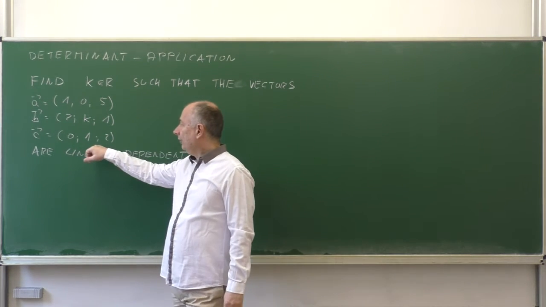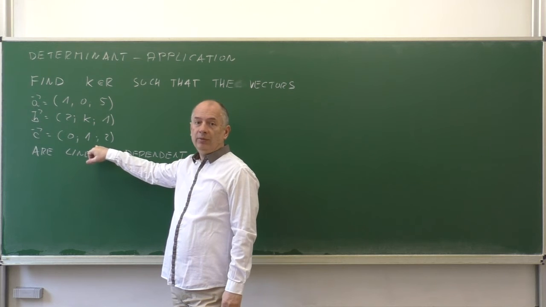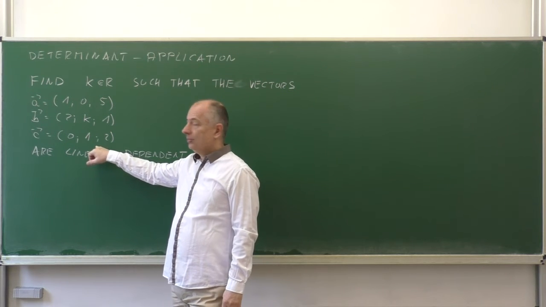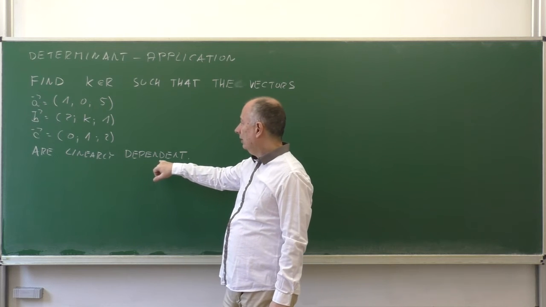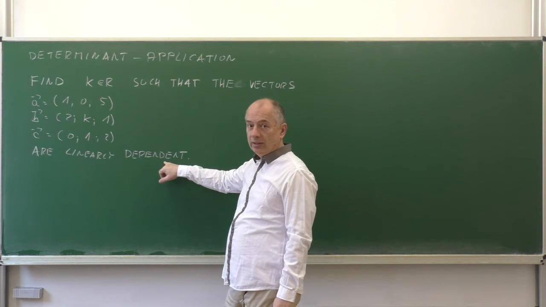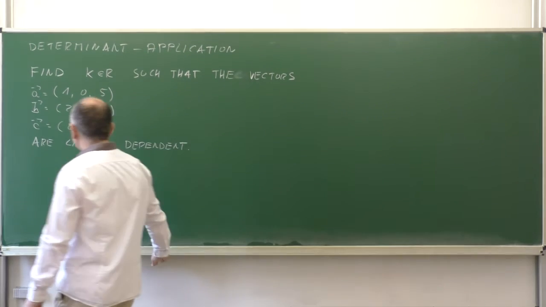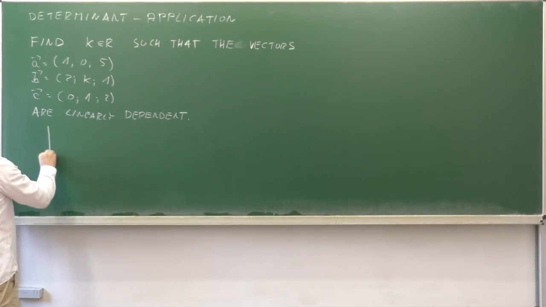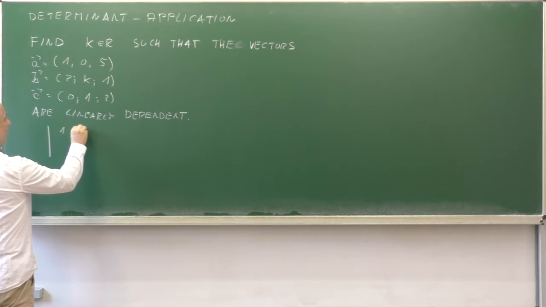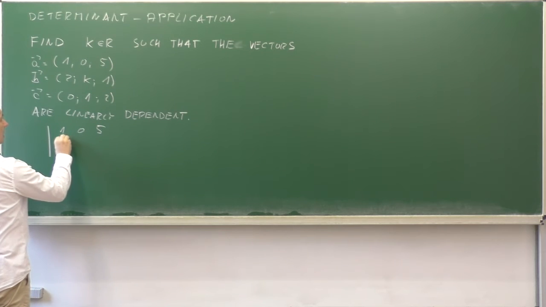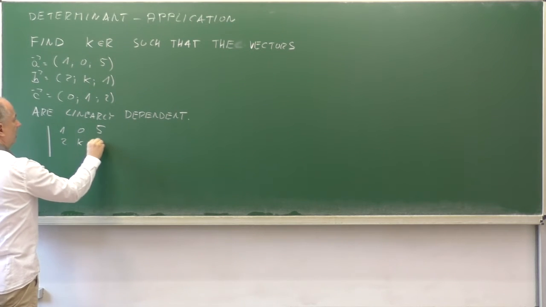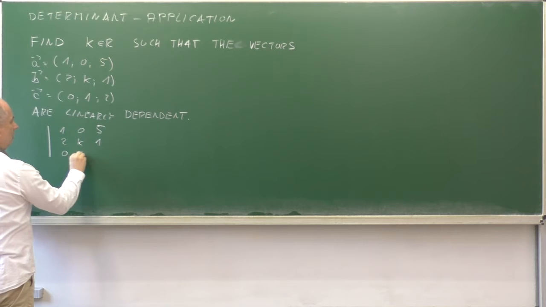And when we have three vectors, each of them having three components, we can write them into a matrix, and the vectors will be linearly dependent if and only if the determinant of this matrix is 0. So we consider the determinant with rows (1, 0, 5), (2, k, 1), (0, 1, 1).